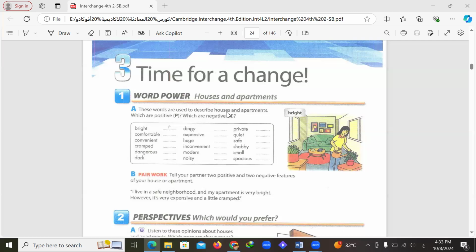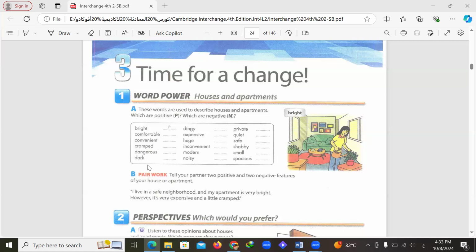These words are used to describe houses and apartments, which are positive, P, which are negative, N. Okay? If you look at this picture, you will find this room is bright because it has two windows, as you see in this picture, and this makes the room bright, and there is a lot of light in this room. So it's bright. Bright means there is a lot of light in this room. So we have some adjectives to describe houses. Some of them are positive and some are negative.